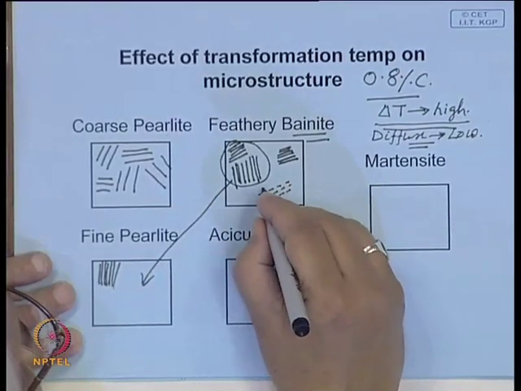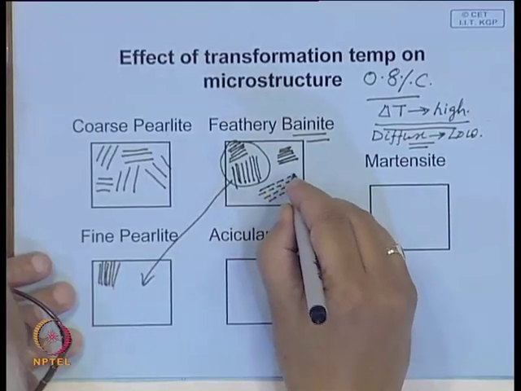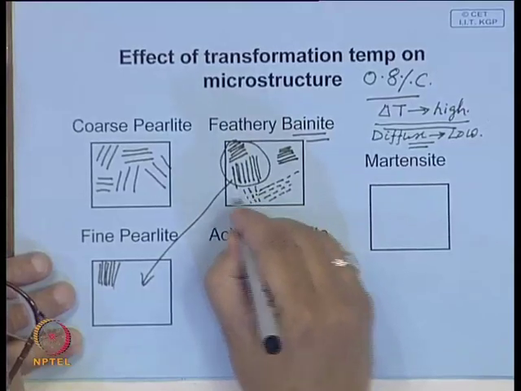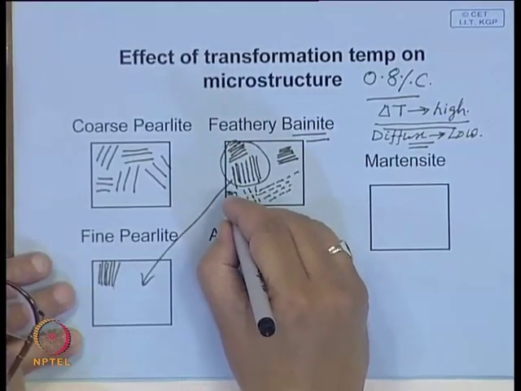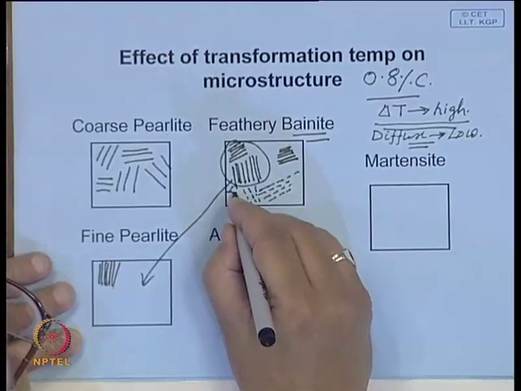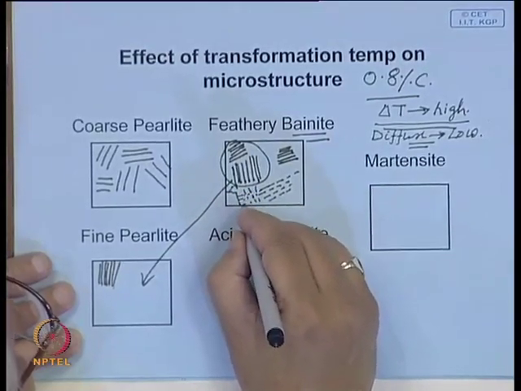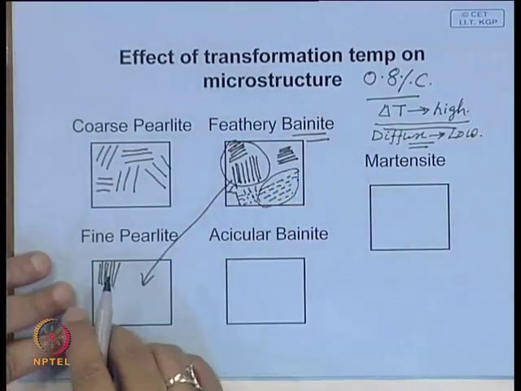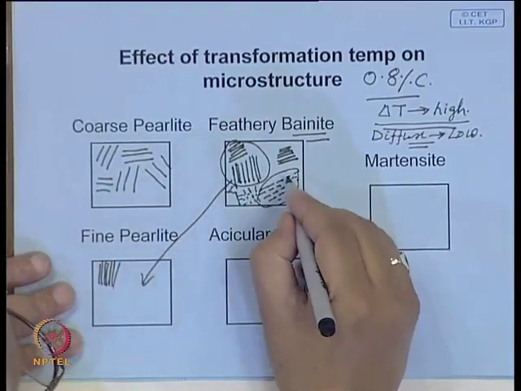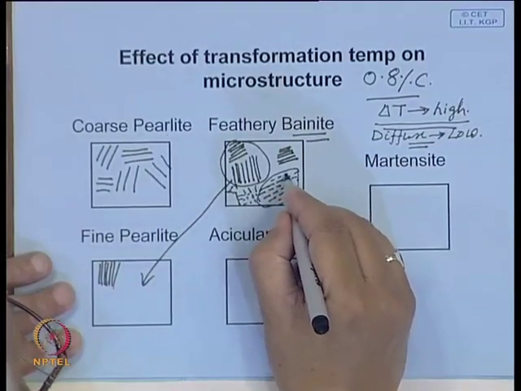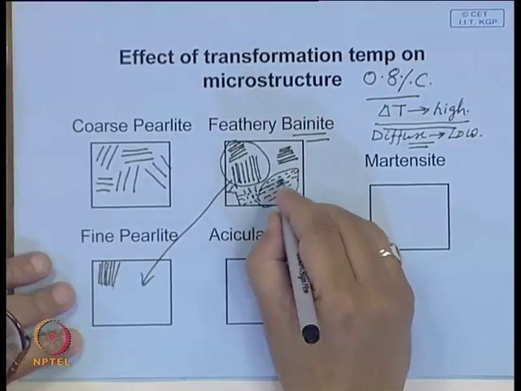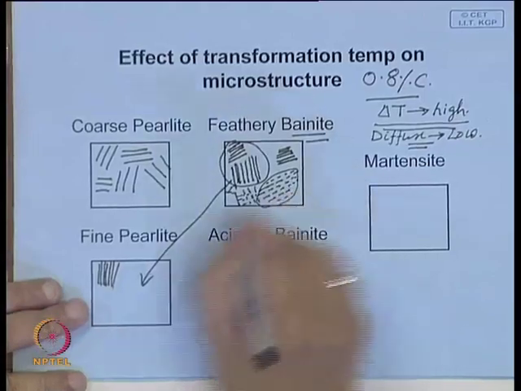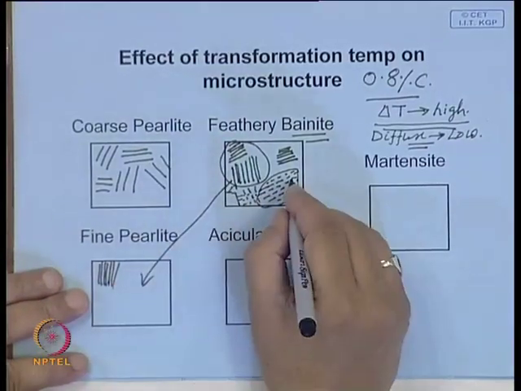So, you may have this kind of a structure. These platelets will all originate from nucleation at the grain boundary, and they will be very fine, impossible to see under an optical microscope. The rest of the portion will have such fine broken platelets of cementite in a ferrite matrix. Since it is much finer than fine pearlite, it is stronger.